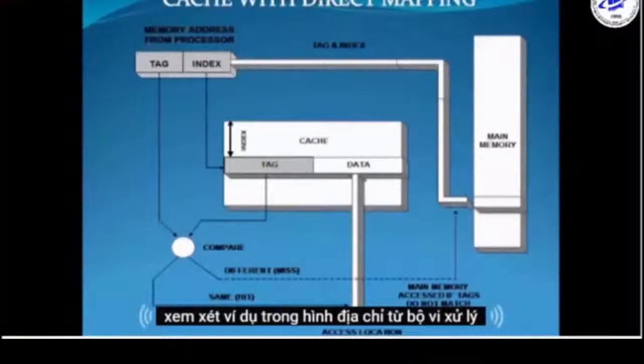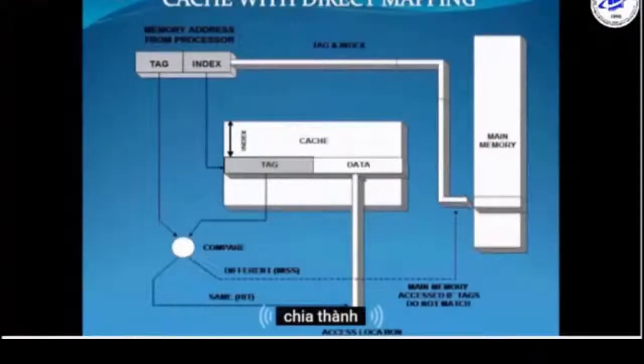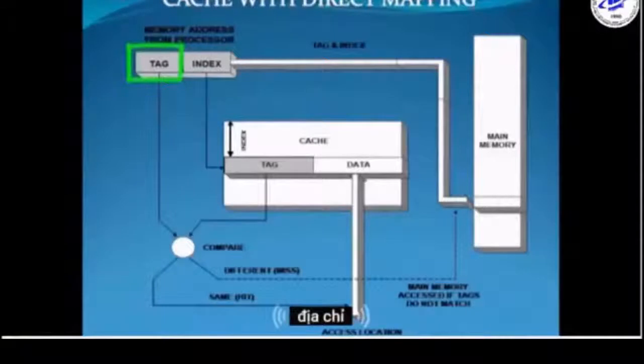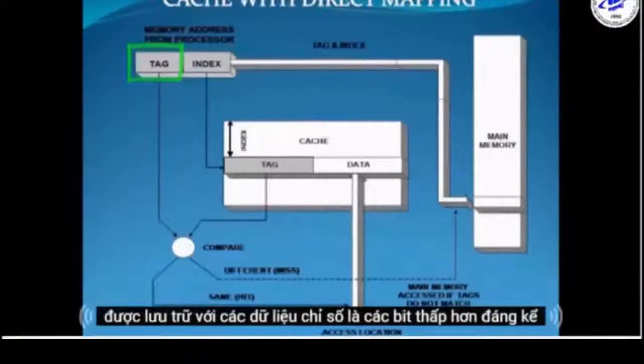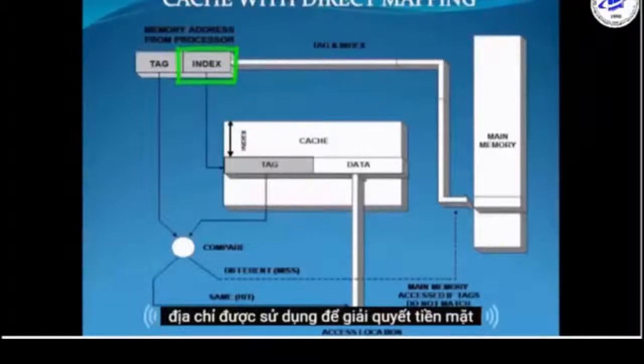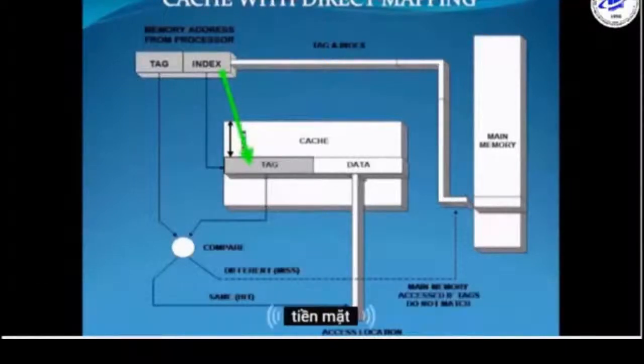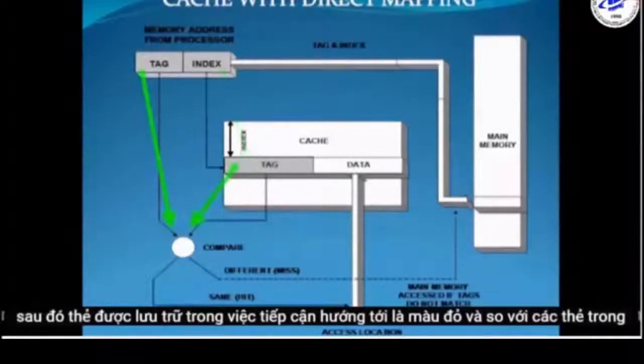The address from the processor is divided into two fields, a tag and index. The tag consists of the higher significant bits of the address, which are stored with the data. The index is the lower significant bits of the address used to address the cache. When the memory is referenced, the index is first used to access a word in the cache. Then the tag stored in the accessed word is read and compared with the tag in the address.